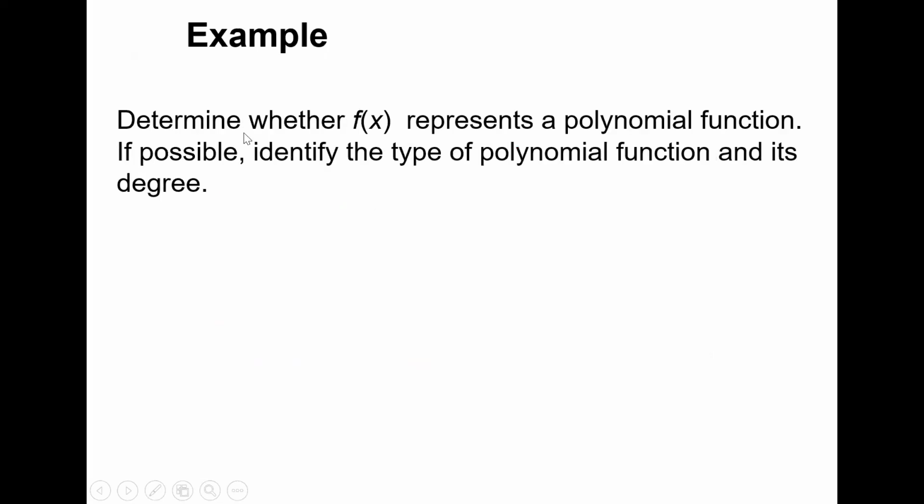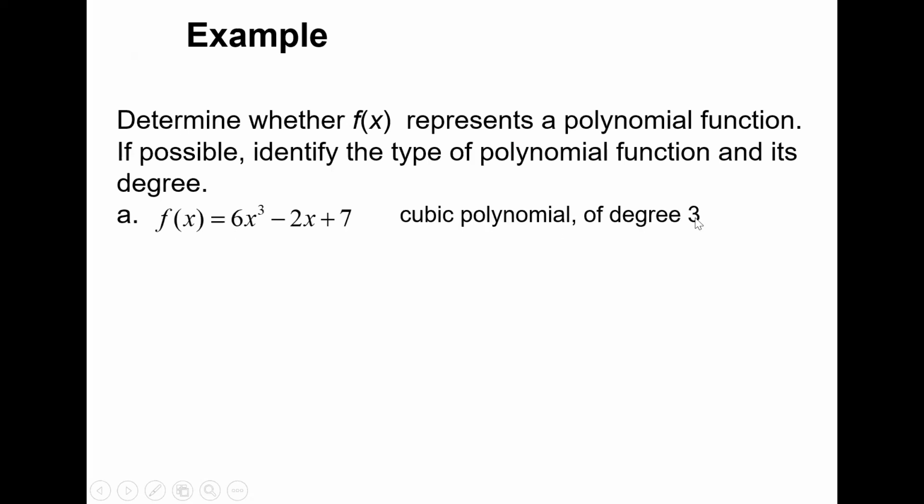So what we're supposed to do is determine whether f of x represents a polynomial function, and if possible, identify the type of polynomial function and its degree. So we have 6x cubed minus 2x plus 7. Is that a polynomial function? Yeah, that's going to be a polynomial function. And it's going to be a cubic because it's degree 3.